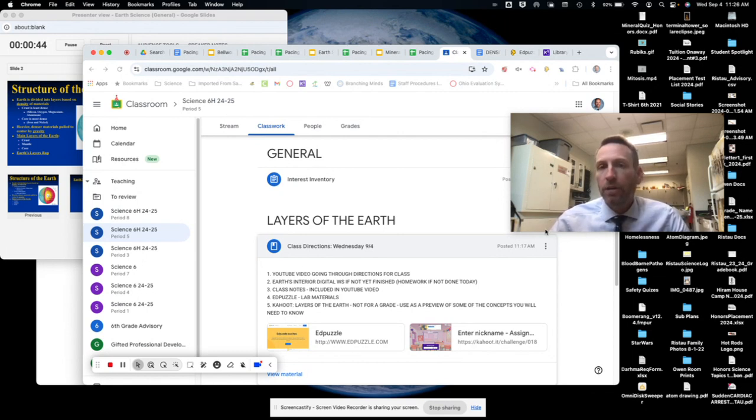First thing: if you have not finished the Earth's Interior worksheet, that digital worksheet you were using the red books in the back of the classroom for, that has to be your number one priority. I am putting a hard deadline on that by tomorrow. I'm going to check to see if they're done tomorrow, and mark them late if they're not finished. So that's the first priority, the Earth's Interior worksheet.